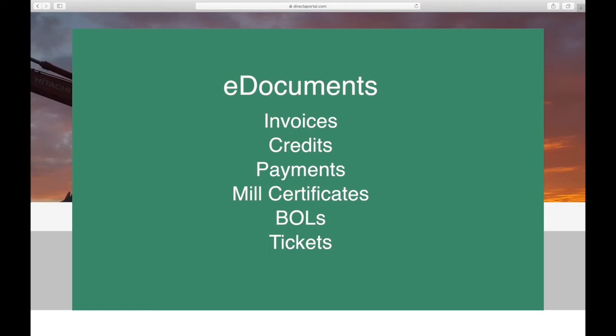What are e-documents? E-documents are invoices, credits, payments, mill certificates, BOLs, and tickets. BOLs and tickets include ticket data for all deliveries and customer-signed scanned tickets available in some areas.